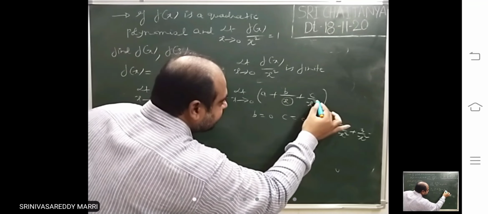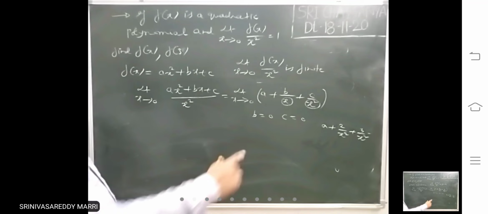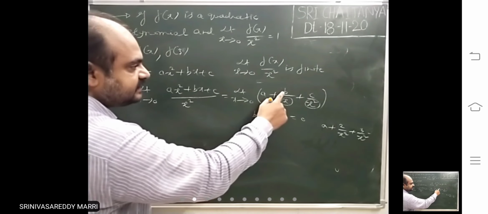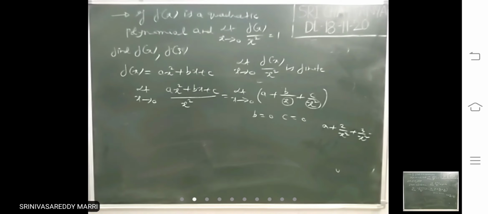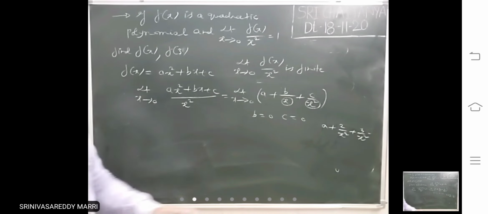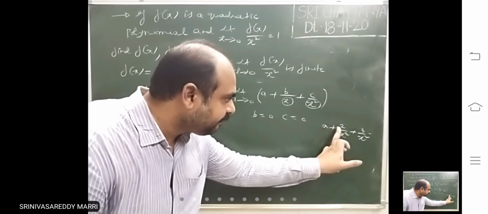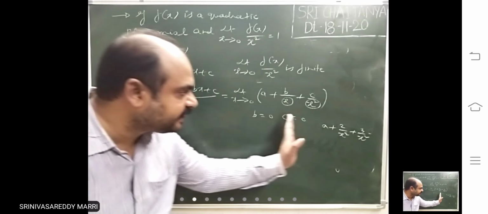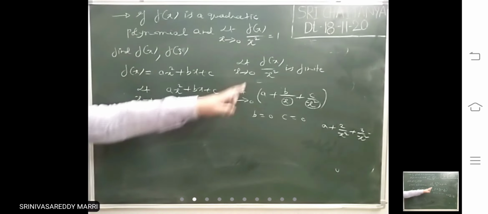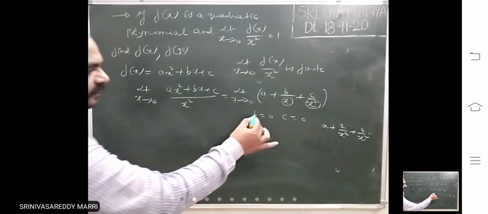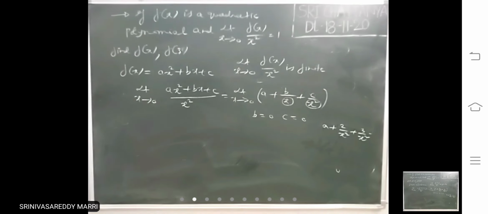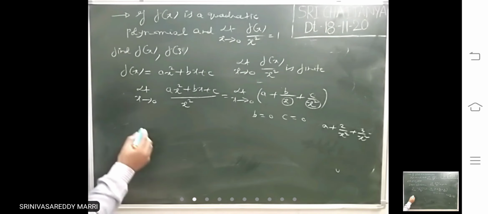Wherever the x term is there, equate the numerator to 0. That means these definitely must be 0. Otherwise, if they are not zeros, it is a plus infinity plus infinity. This will become an infinite limit. But the limit is given as 1. So therefore b equals 0, c equals 0. Now these terms are zeros.